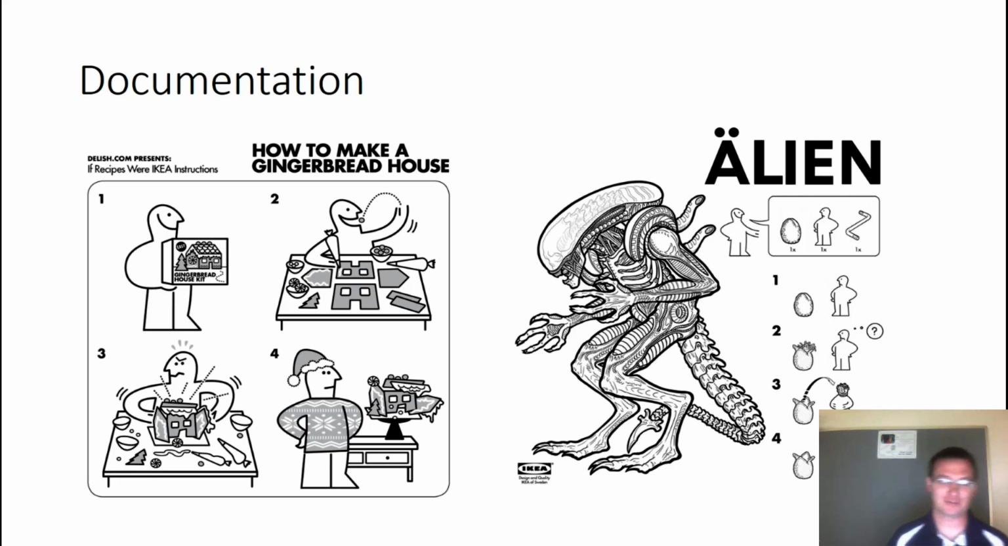Here's a user manual. So how to make a gingerbread house. Step 1, get yourself a kit. Step 2, eat the gumdrops and put everything on the table. Step 3, get angry. Step 4, put on a Christmas sweater and look proud of yourself. And then how to make an alien. Get yourself an alien egg, watch it hatch, let it eat you, and then die. That's how you make an alien.